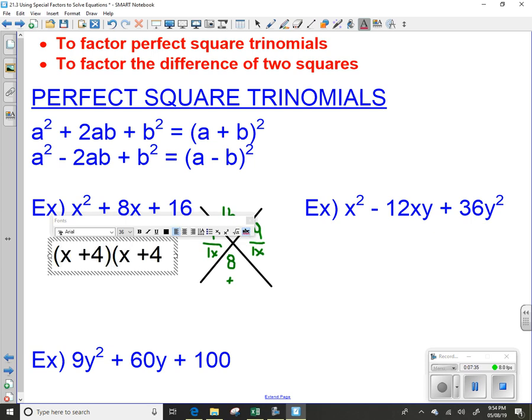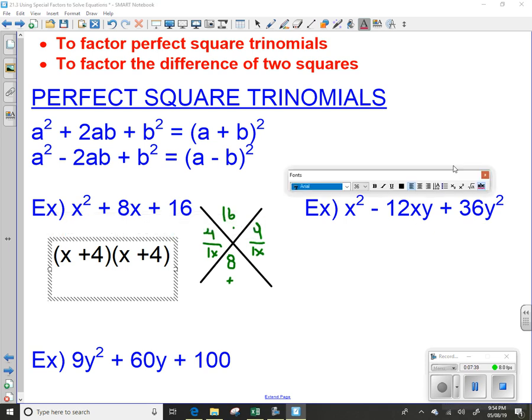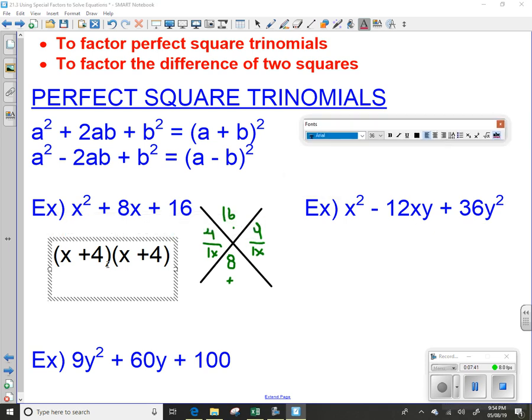Now, because I'm writing that same thing, both sets of parentheses are the same. Since both sets of parentheses are the same, we are allowed to write this as x plus 4, the quantity squared. Just makes it shorter, and we don't have to write both parentheses.